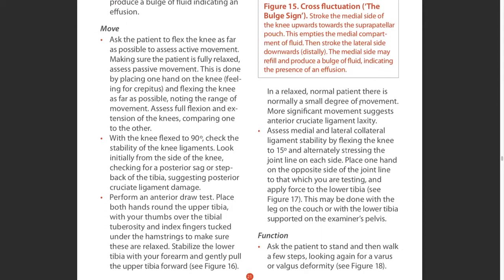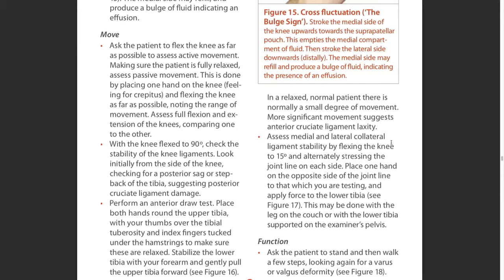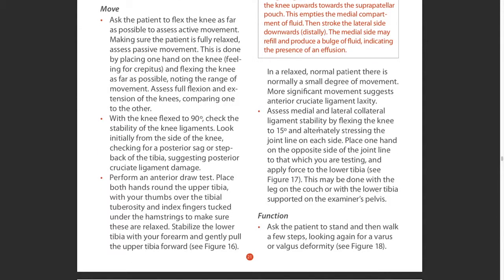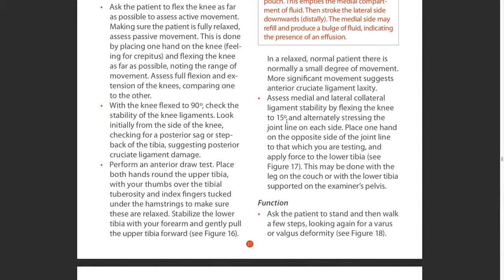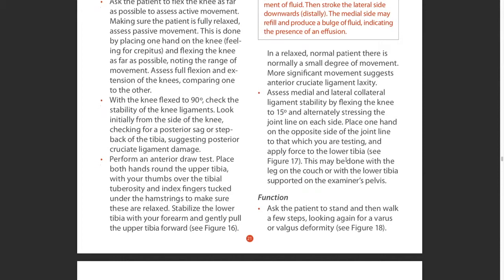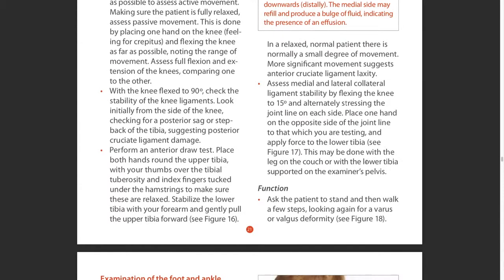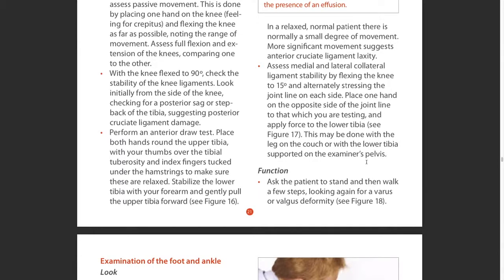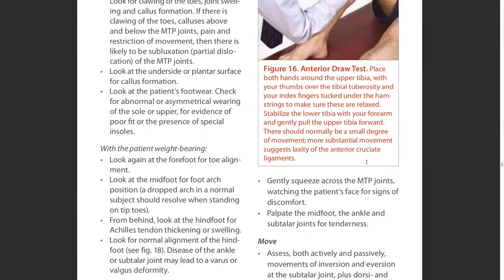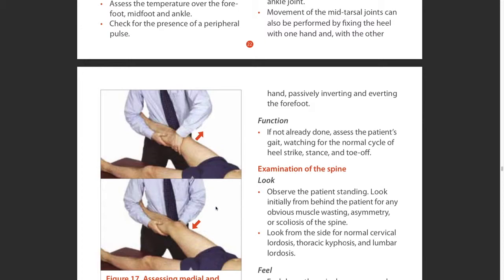In a relaxed normal patient, there is normally a small degree of movement; more significant movements suggest anterior cruciate ligament laxity. Assess medial and lateral collateral ligament stability by flexing the knee to 15 degrees and alternately stressing the joint line on each side. Place one hand on the opposite side of the joint line to that which you are testing and apply force to the lower tibia. This may be done with the leg on the couch or with the lower tibia supported on the examiner's pelvis. I think it's shown somewhere here. Yep, it's shown over here.